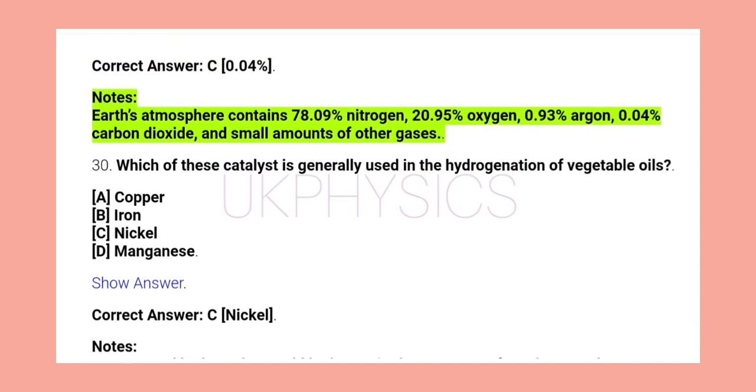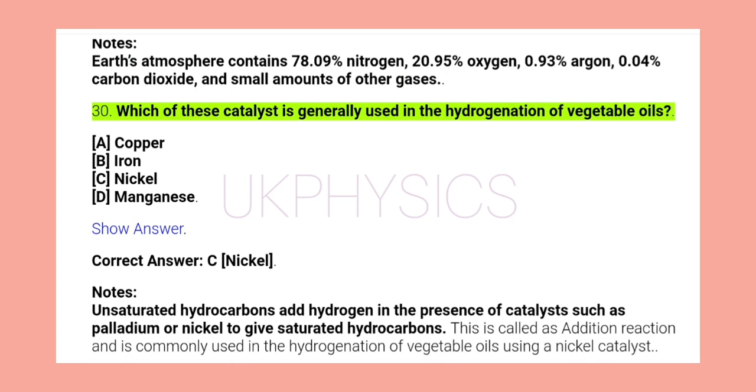Notes: Earth's atmosphere contains 78.09% nitrogen, 20.95% oxygen, 0.93% argon, 0.04% carbon dioxide, and small amounts of other gases. 30. Which of these catalysts is generally used in the hydrogenation of vegetable oils?